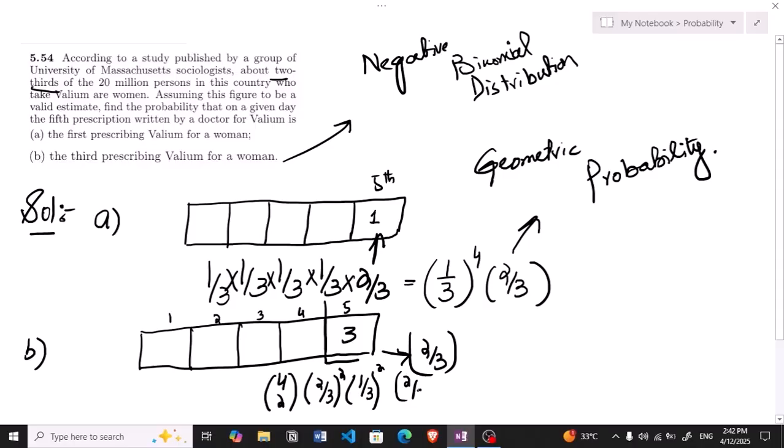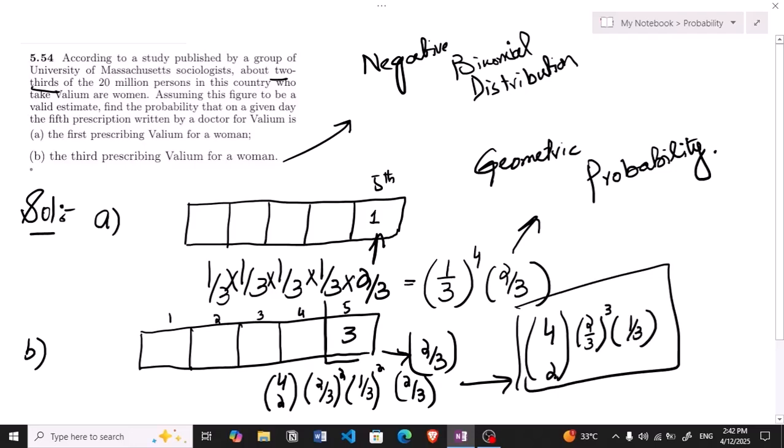Okay, so writing it again here, it would be 4 choose 2. Okay, and this 2/3 multiplied by this 2/3, it would be 2/3 raised to the power 3 and 1/3 squared. So this is the solution for part B of my question, which is related to the negative binomial distribution.